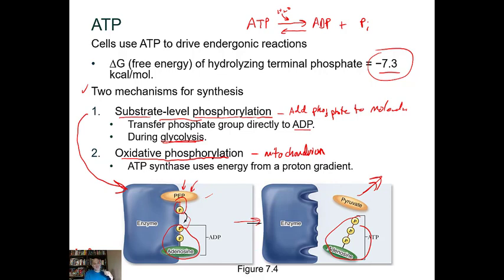When it comes to oxidative phosphorylation, we've removed hydrogens, and we're going to use those electrons in the electron transport chain, in the mitochondria, to do the phosphorylation of ATP that involves the enzyme ATP synthase.